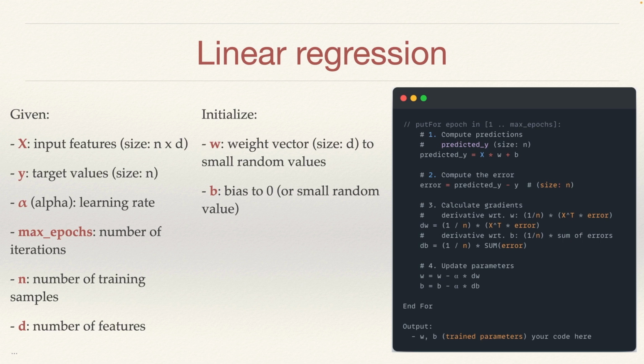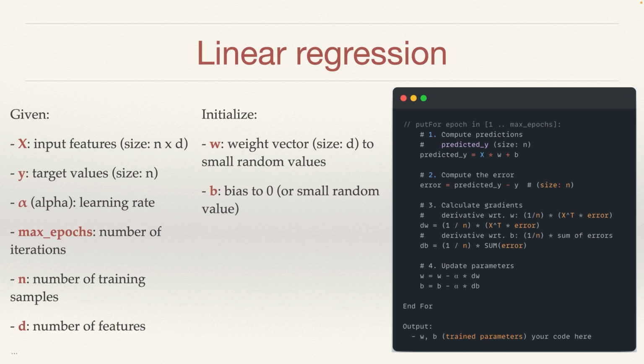Max epochs means the number of iterations we want to perform our gradient descent. And n would be the number of samples, and d would be the number of features. In our case, we only had one feature, so it would be 1. And then we also want to initialize some of the weights and bias. If you remember, during the gradient descent process, the very first step was to initialize a random weight coefficient. So here the coefficient would be the weights and the bias.